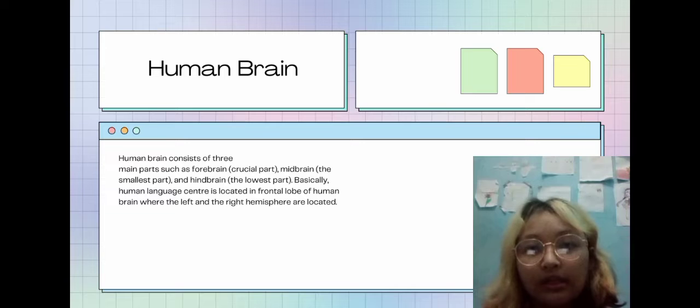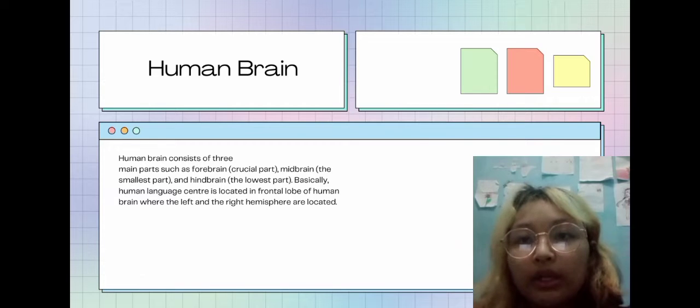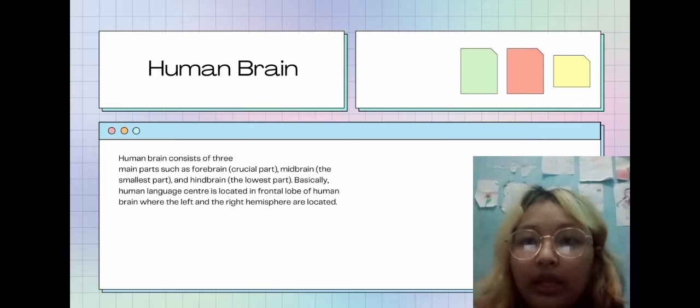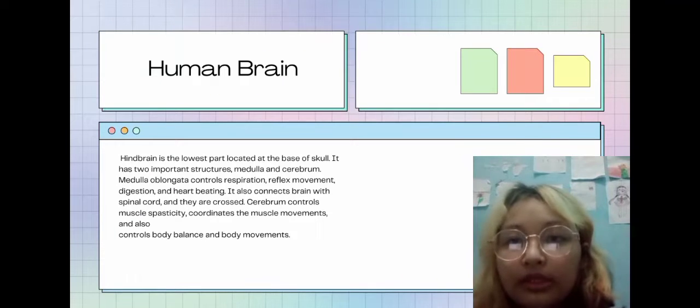To understand neurolinguistics, we should know the parts of the human brain. The human brain consists of three main parts: forebrain, midbrain, and hindbrain. Basically, the human language center is located in the frontal lobe of the human brain, where the left and the right hemispheres are located. The first is the hindbrain.